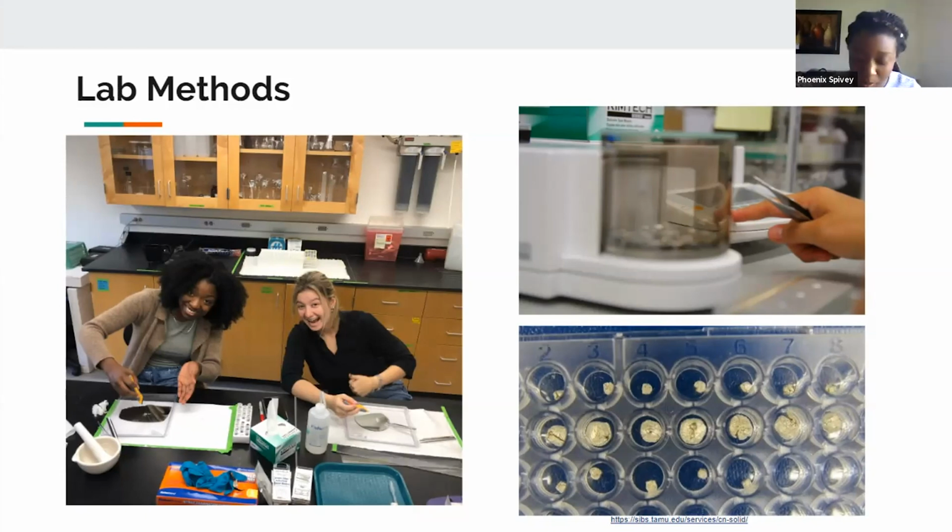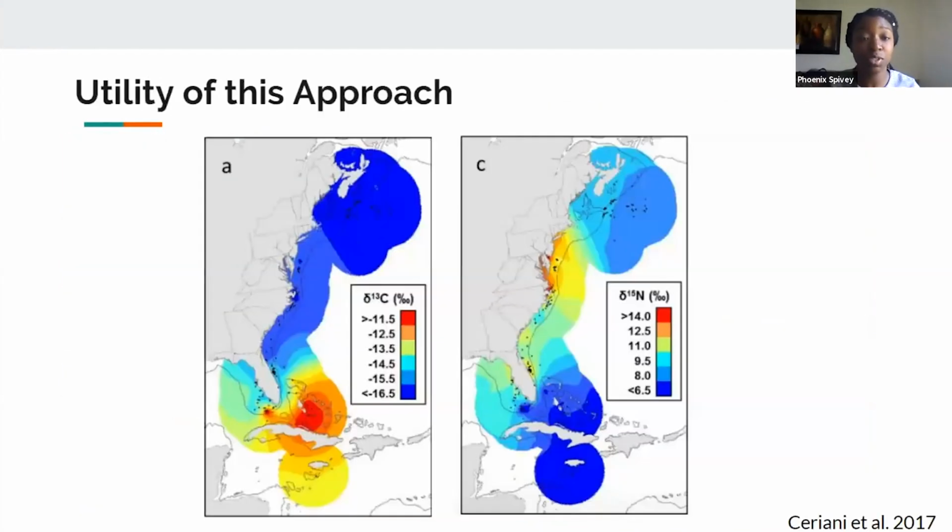So yeah, with those samples, they would be ejected into an analyzer and the gases converted through combustion. The gases would then be separated and measured by a mass spectrometer to determine the carbon and nitrogen ratios. And so with this ratio information, we hope to create this isoscape as mentioned before.